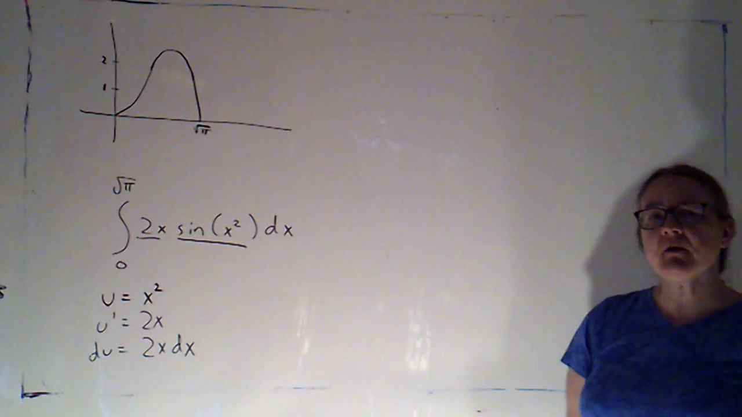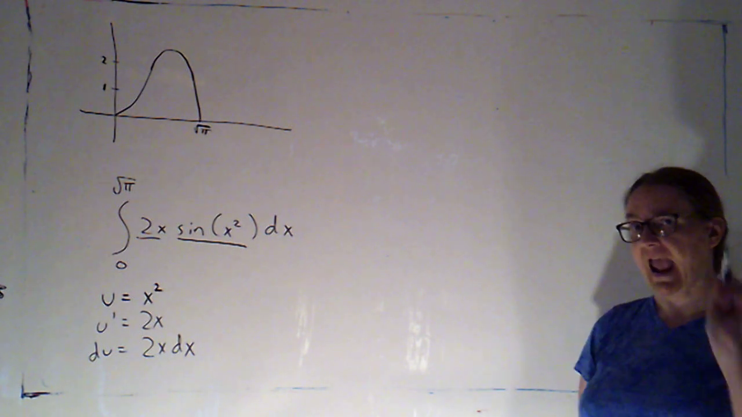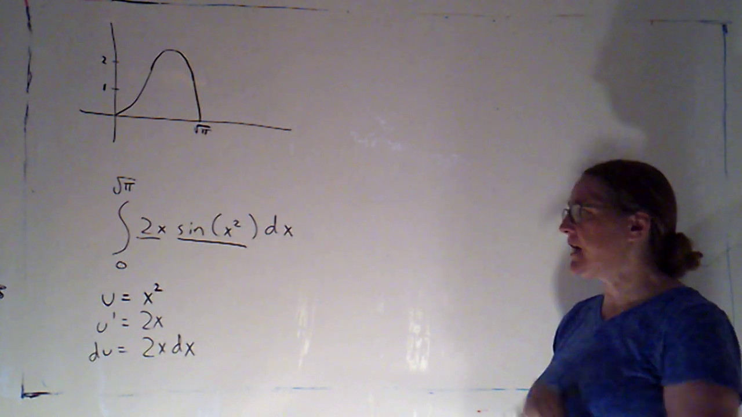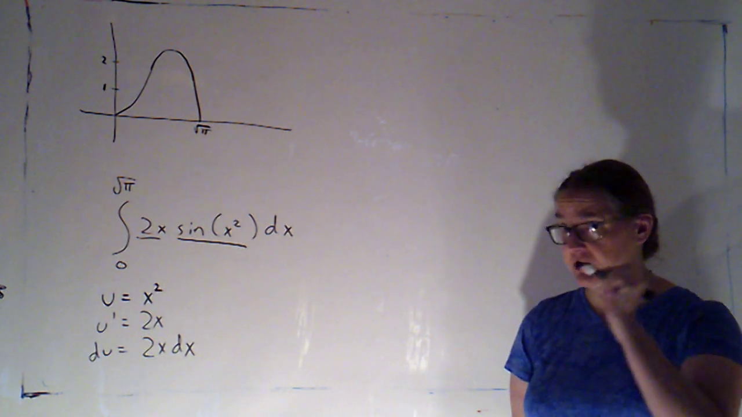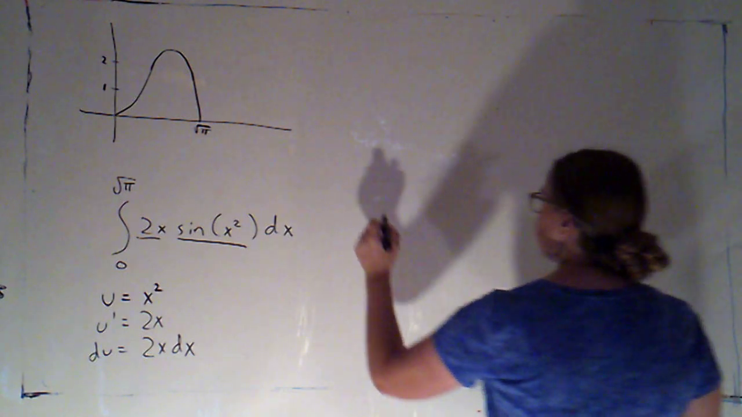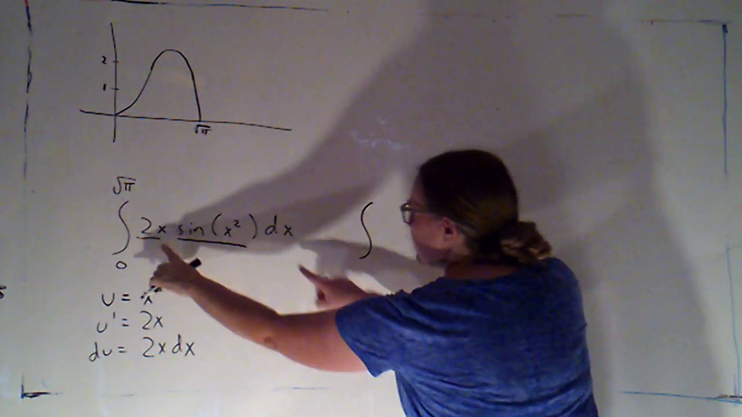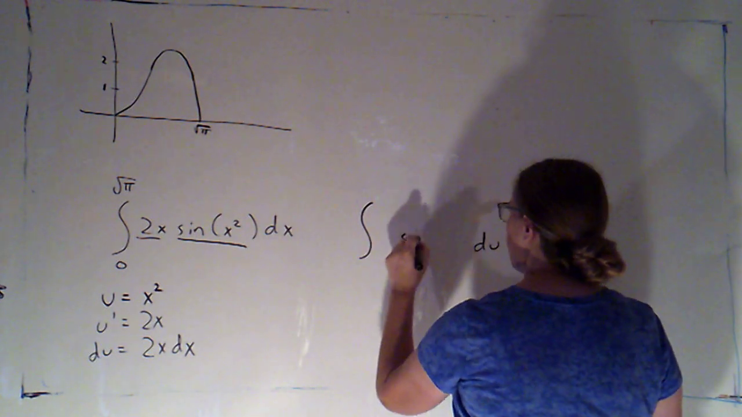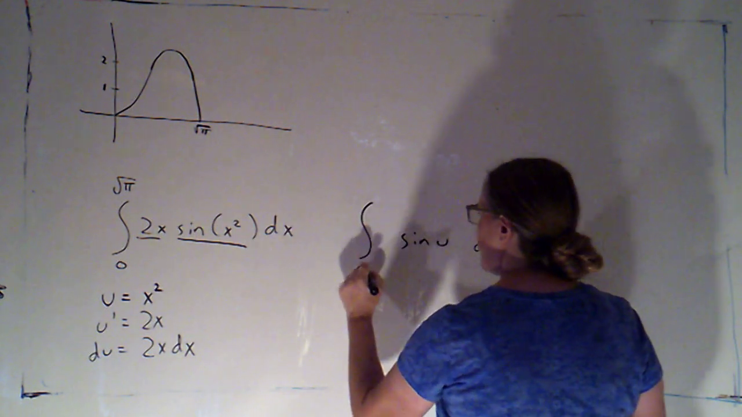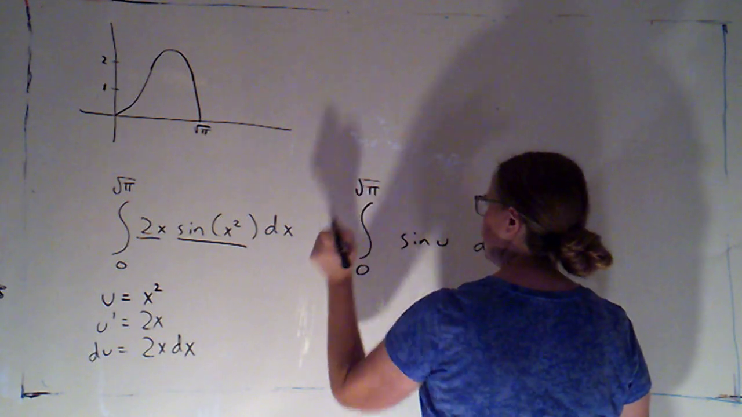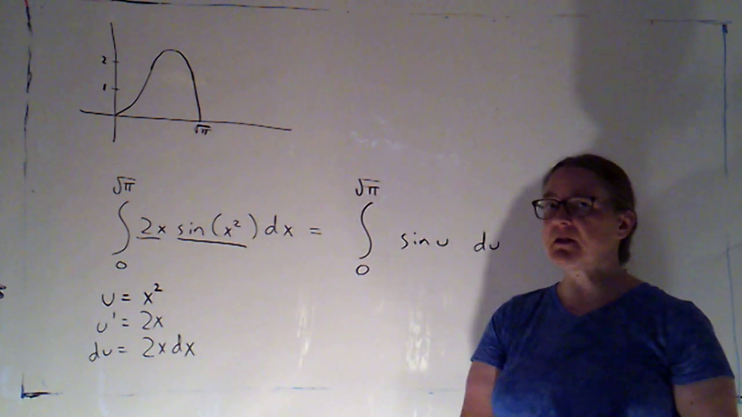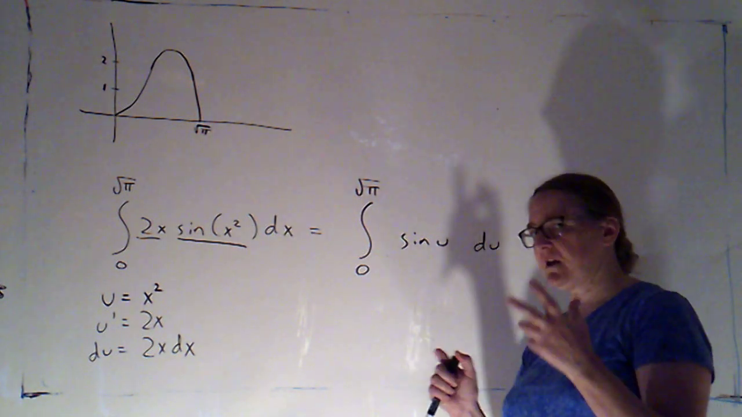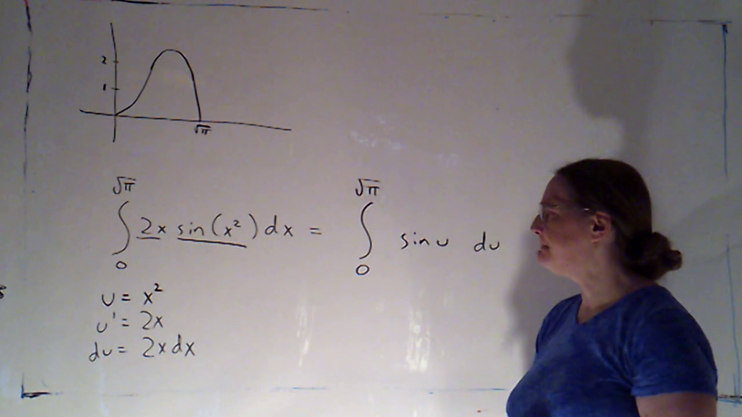So I'm going to now rewrite this in terms of u. And I'm going to make a mistake, so I would like you to see if you can catch me, okay? I'm going to say, all right, we're integrating. Now the 2x and the dx, that's going to become a du. This is going to become a sine u, and we were going from 0 to root pi. Now, I have just made a mistake. I want you to see if you can catch me. Pause the video if you need to and think about it for a little while, then tune back in.